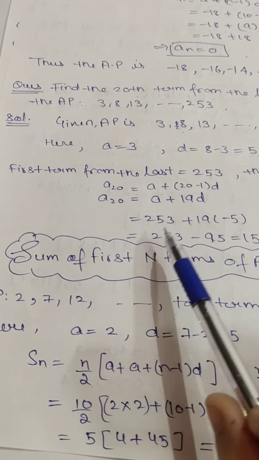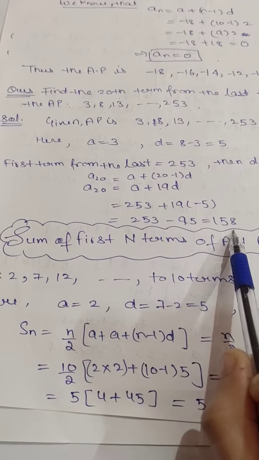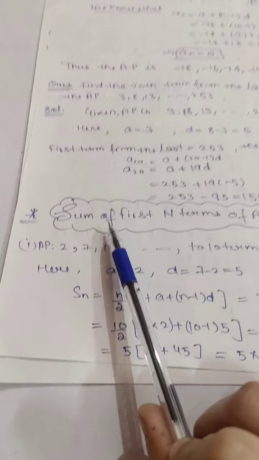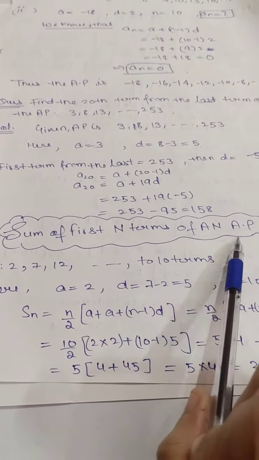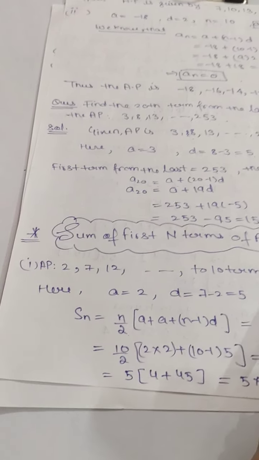So we will get the 20th term from the last, which is 158. Okay, so now we will study what is the sum of the first n terms of an AP. How will we calculate the sum of the first n terms of an AP?